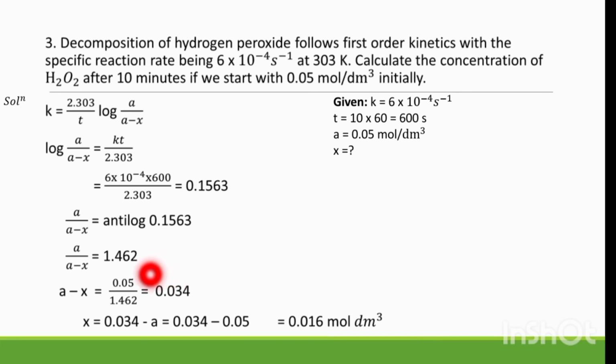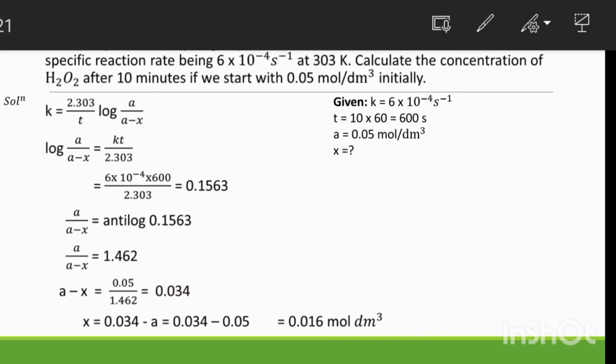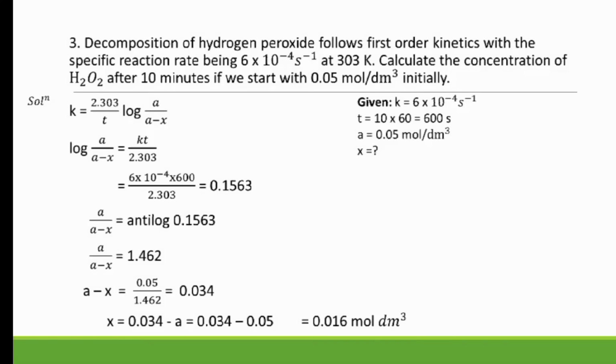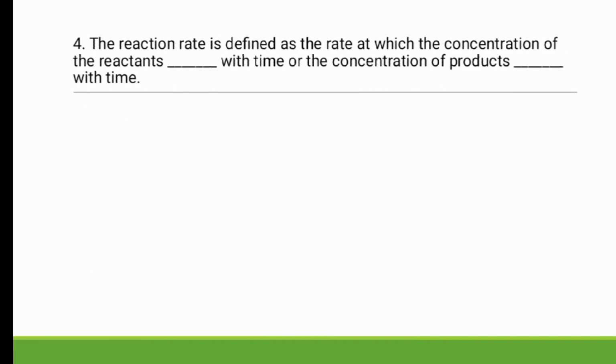Substituting the value of a, that is 0.05 in the equation, we get this. And after solving it, we get the value of a minus x as 0.034. We take the a on the other side and we get x is equal to 0.034 minus a. Substitute the value of a in the equation and we get the value of x as 0.016 moles per dm cube. Now we are going to see some MCQ problems.